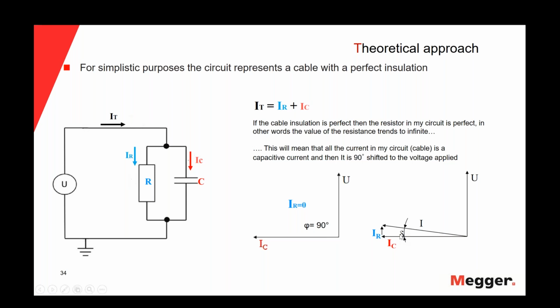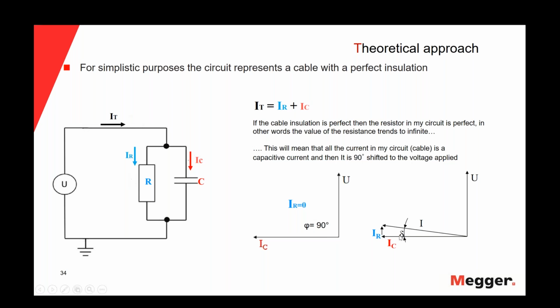If this delta angle tends to 90 degrees, it means that the resistive current is growing in my cable, so that means that I'm losing insulation. If, on the other hand, this delta angle tends to 0, I have the situation in the graph on the left, in which the resistive current is equal to 0, which means that I have almost a perfect insulation.